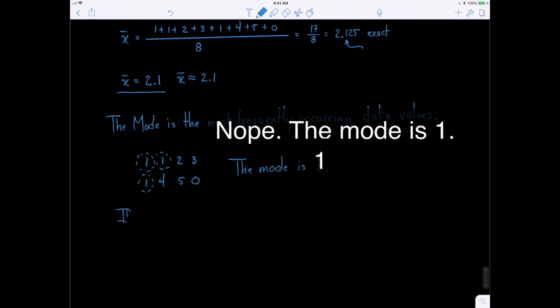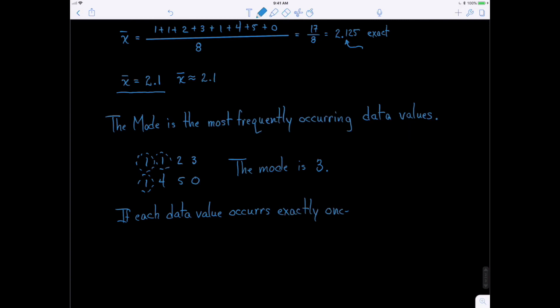Now, there is one exception that does happen, and that is this. If each data value occurs exactly once, meaning no repeats, we say there is no mode. There is no mode.